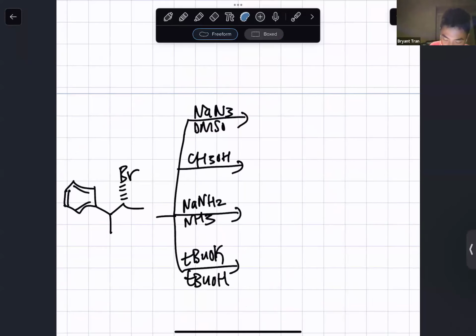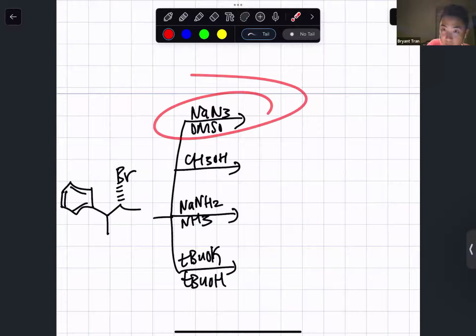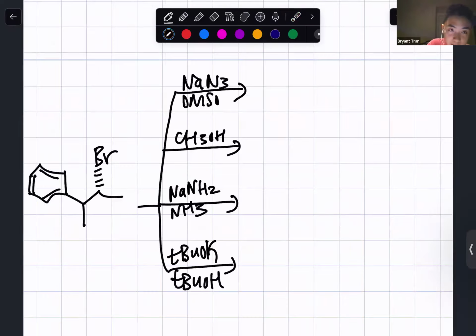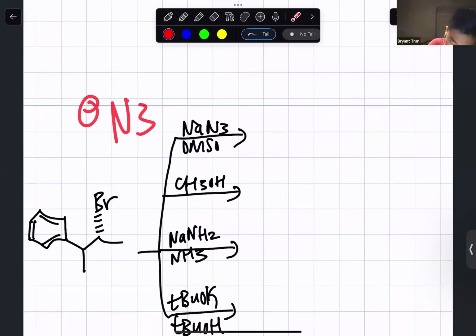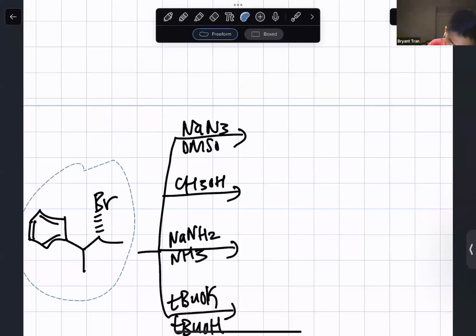What do you guys think is going to happen in the first reaction, which is this one right here with the first reagent? The azide is going to substitute through SN2. Yep, azide is going to substitute through SN2, so the mechanism will look like this. N3 minus backside attacks the electrophile, kicks out the good leaving group, inverts the dash into a wedge, giving us this product right here.